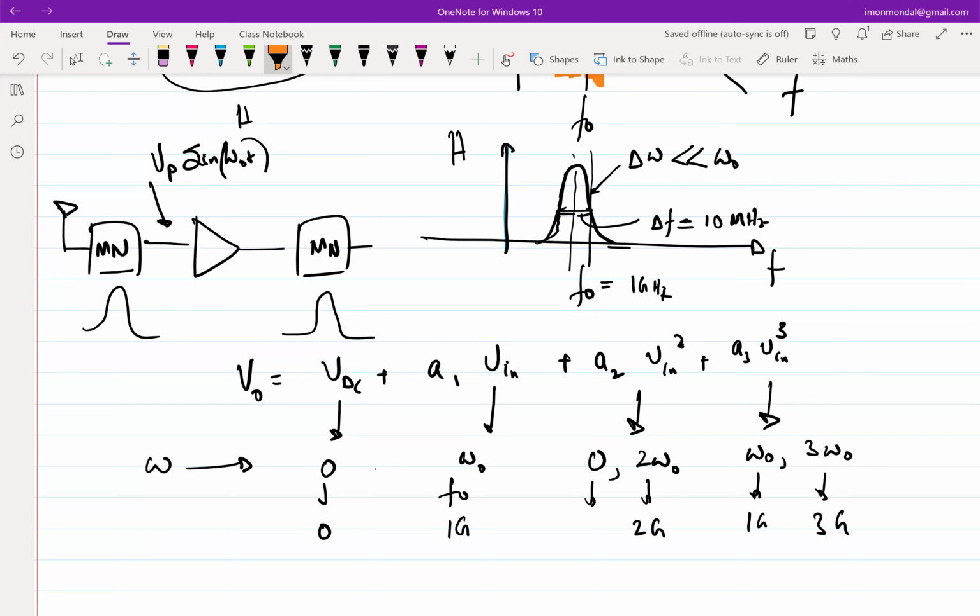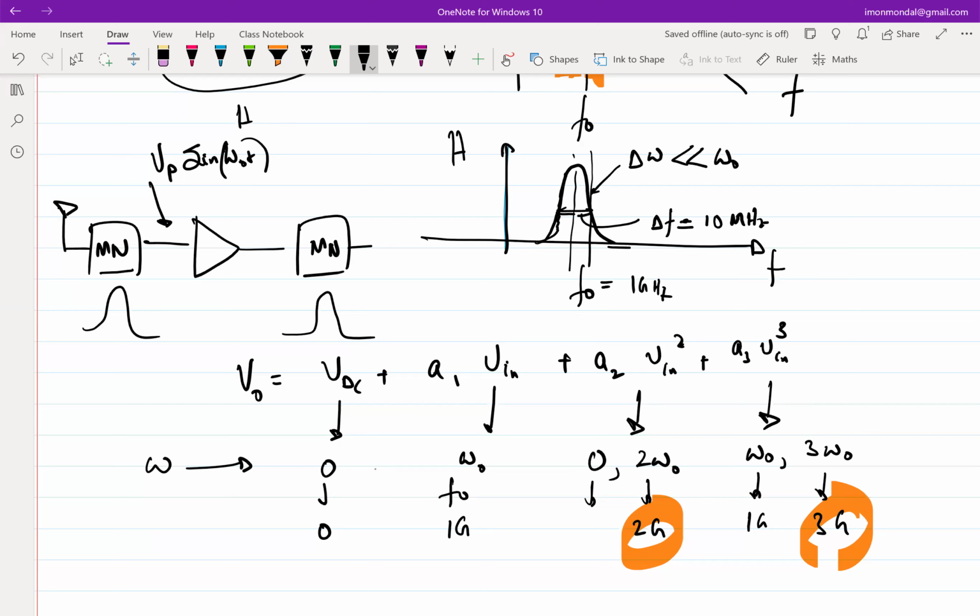so what if I have distortion in the amplifier? This 2 gig is out of band, 3 gig is out of band. And the bandpass nature of the matching network or the amplifier is going to filter it out, which is a fair assumption, which is a fair statement to make.